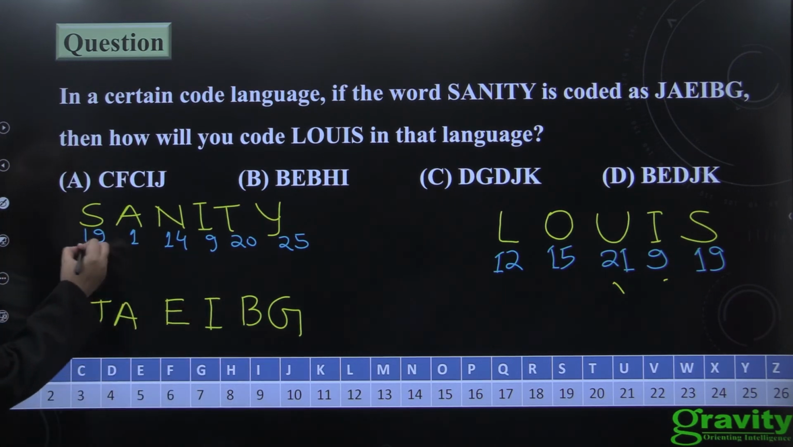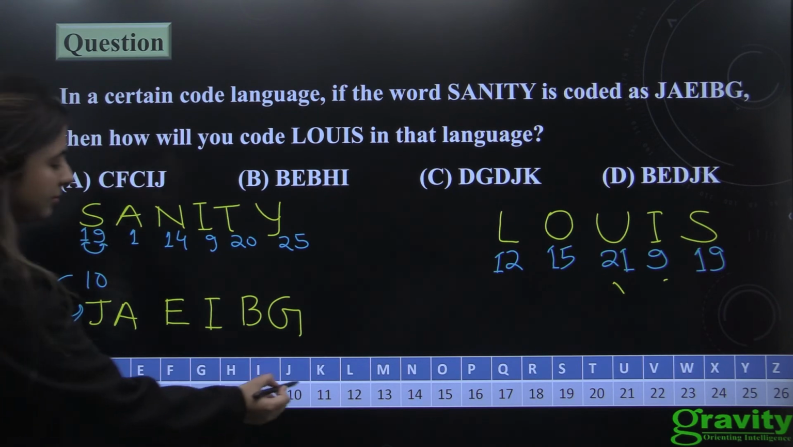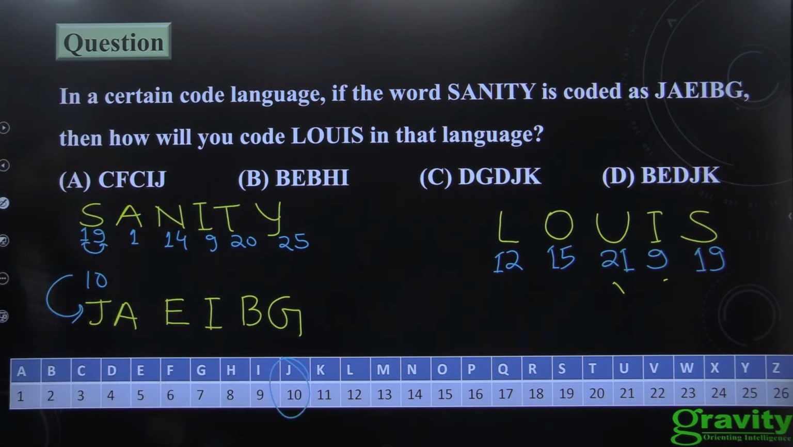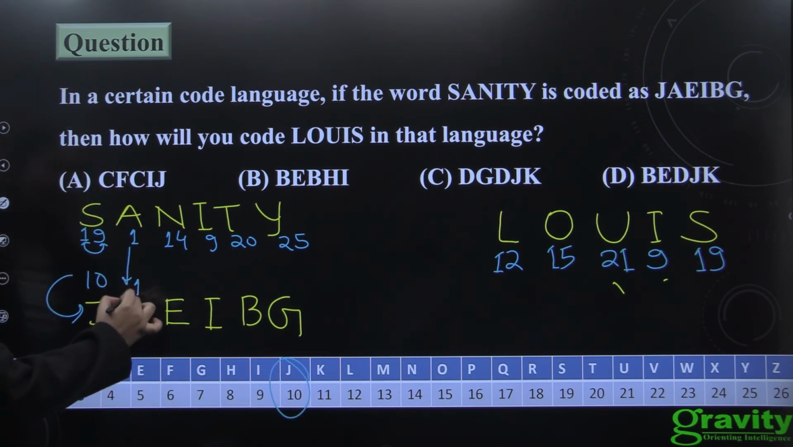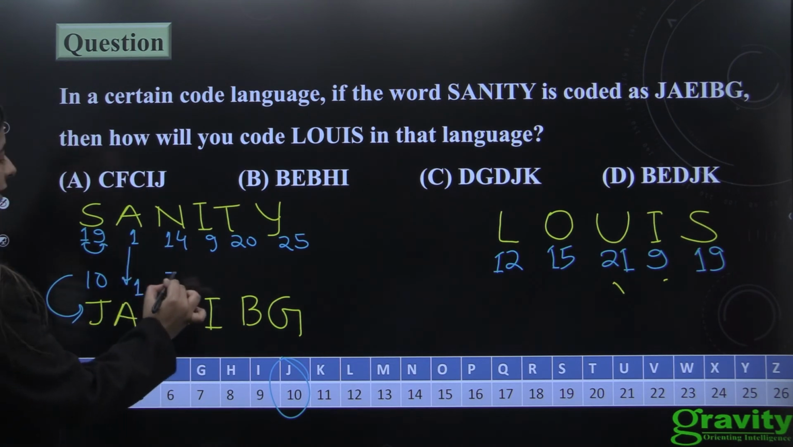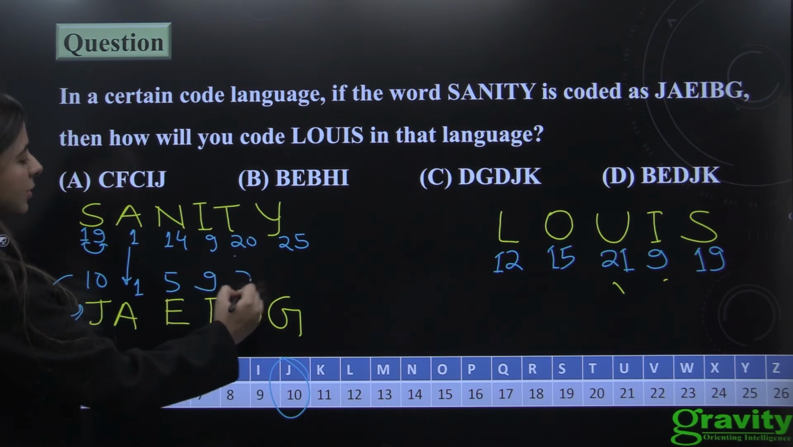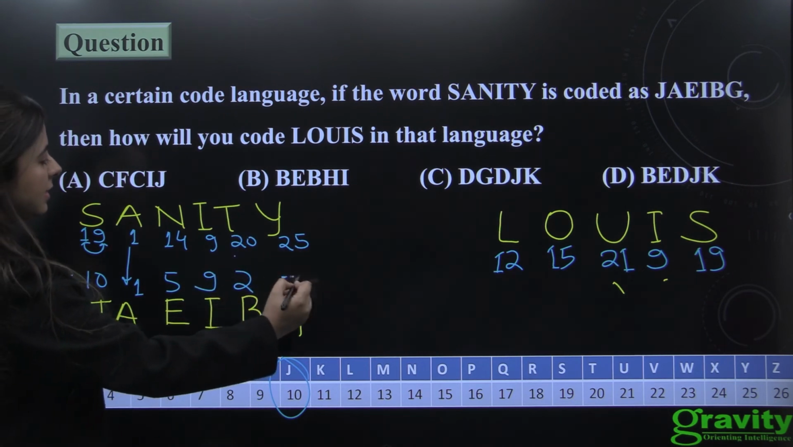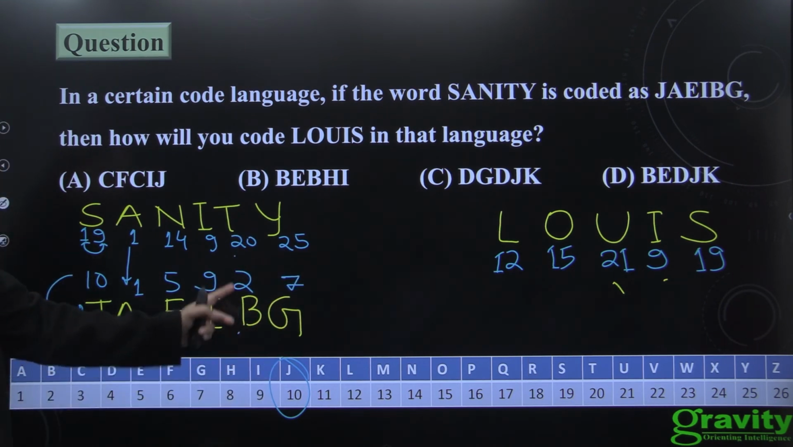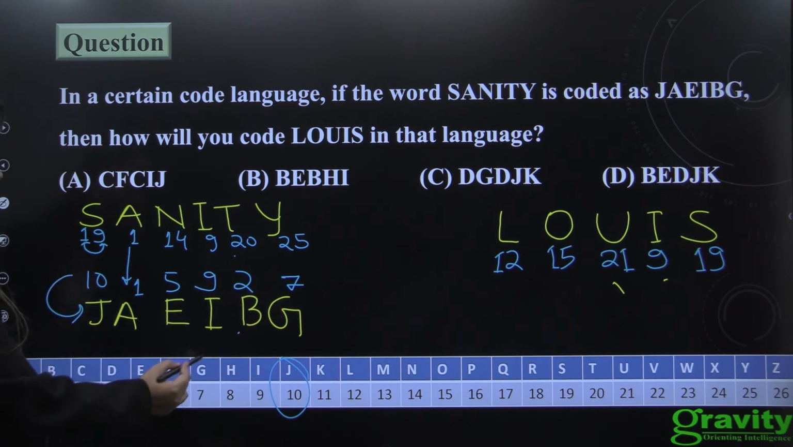Let's see what we have here. 19. Add the digits. 1 plus 9 gives 10, which is the position of J. J. That is the thing going on here. 1 is 1 itself. 1 plus 4 is 5, which is E. 9 is 9 again. 2 plus 0 is 2. 2 plus 5 is 7. B2, G, 7.